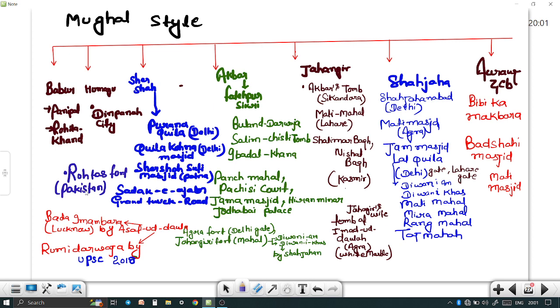Then come to Akbar, the son of Humayun, who came to the throne of Delhi. Akbar was the beginning of the golden period of Mughal art and architecture, and was a blend of the Hindu and Islamic styles of construction. So in his architecture, we will see the fusion of Hindu and Islamic styles of construction.